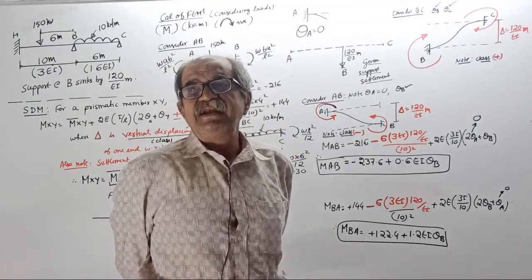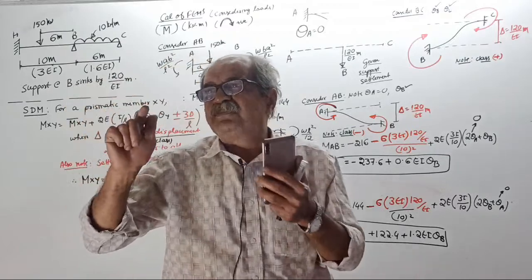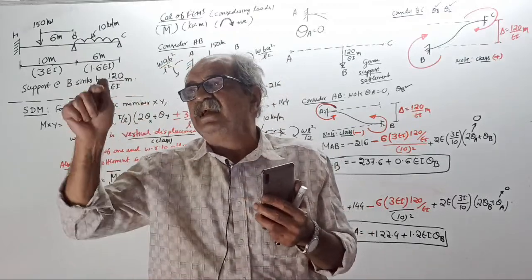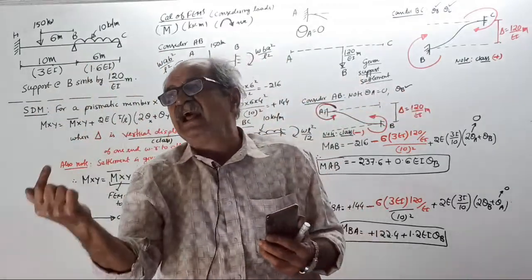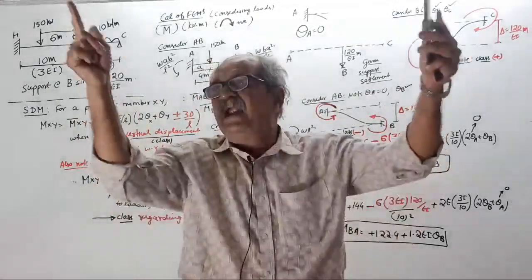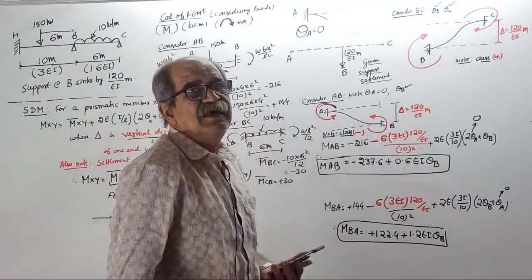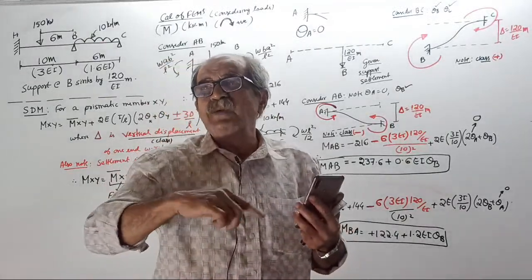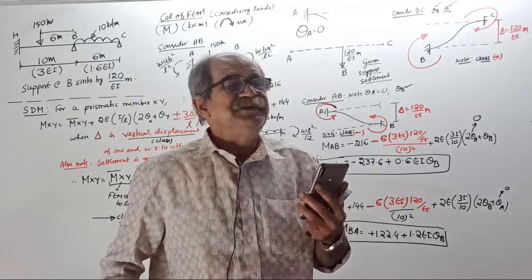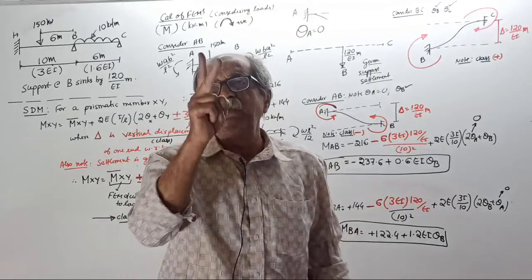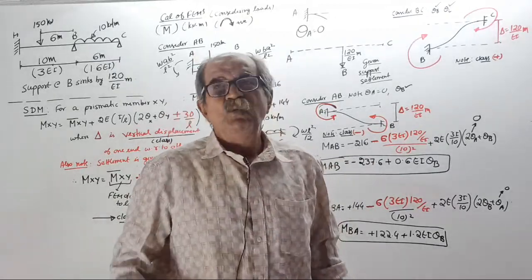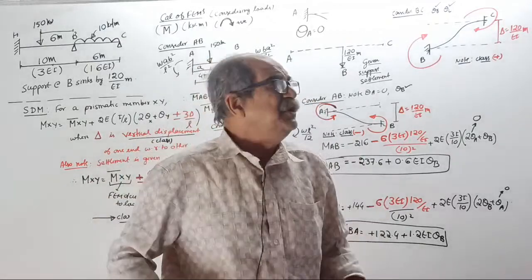Once again here, there. That way, a chain reaction. The table comes down, down, down in the moment distribution method. In Kani's method, successive values you have to change till repetition. But if only 2 spans are given, a lot of work is reduced.